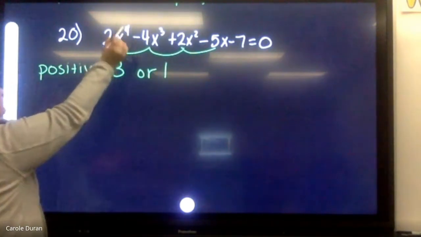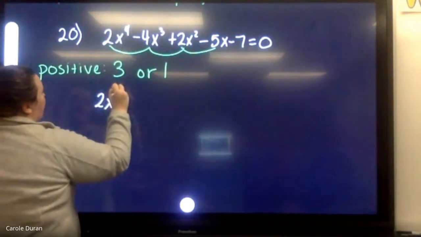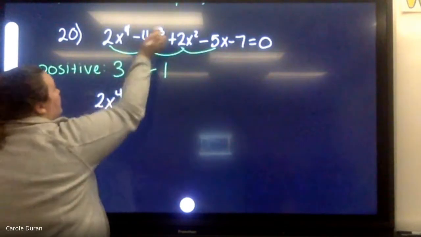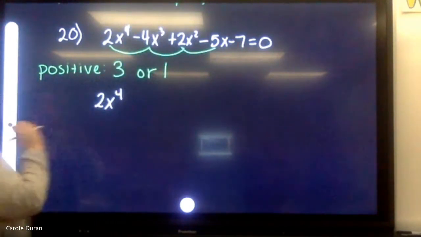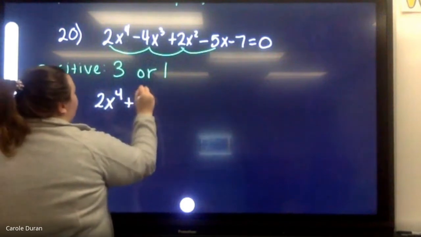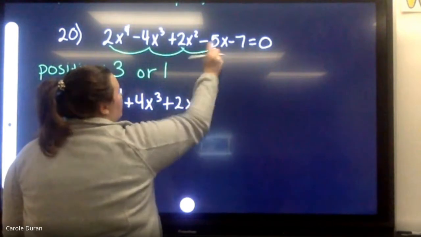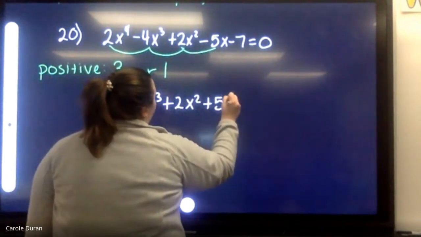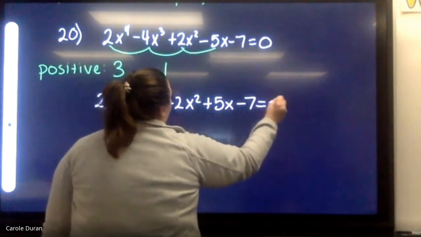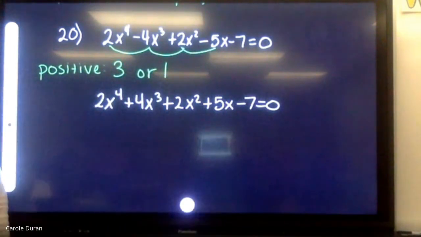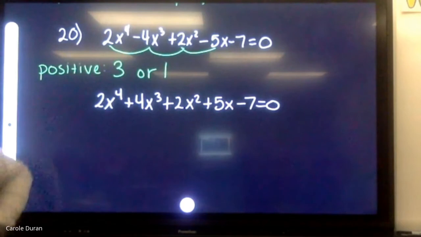So 2x to the 4th, 4 is even, so that term stays 2x to the 4th. X cubed is odd, so that changes from a negative to a positive 4x cubed. This one stays the same because it's even. This one changes sign, so it becomes positive 5x. And then the minus 7 on the end just stays that way, because I plugged in negative x. Any odd exponent term changes sign. Any even exponent term stays the same.